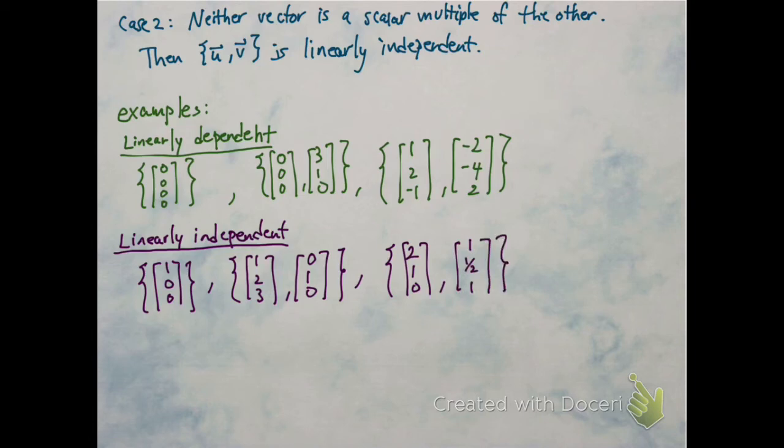Another linearly independent example is this vector 2, 1, 0, and 1, 1/2, 1. So again here, if I wanted to see if one is a scalar multiple of the other, well, if I look at the first entries, to go from a 2 to a 1, I would need to scale by 1/2. That makes the first entries agree, it makes the second entries agree, but the third entries don't agree in that case. And so one vector is not a scalar multiple of the other.